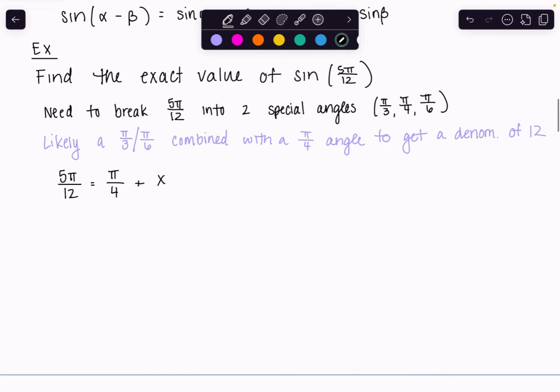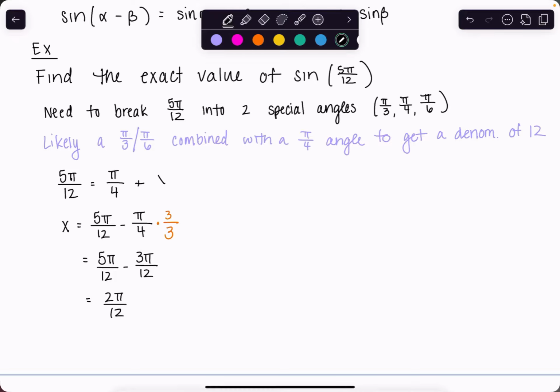Okay. So really subtracting pi over 4 gives me my x value is 5 pi over 12 minus pi over 4. Okay. And then I need to make this a common denominator, so I need to multiply this by 3 over 3. And that gives us 5 pi over 12 minus 3 pi over 12. So that gives me 2 pi over 12 as my special angle. And then that reduces, they're both divisible by 2.